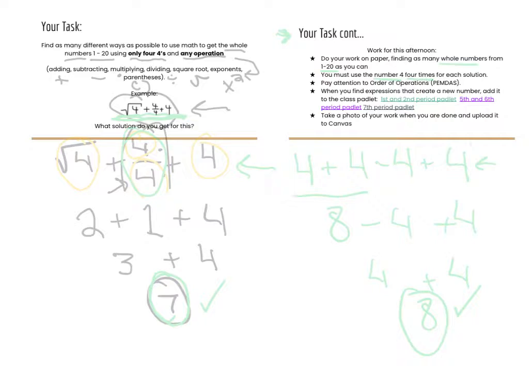And then I'm just going to keep playing and exploring and experimenting. And as long as you are using the number 4 exactly 4 times, and any of these operations, so you can add, you can subtract, you can multiply, you can divide, you can use square roots, you can use exponents, and you can use parentheses, you're set.